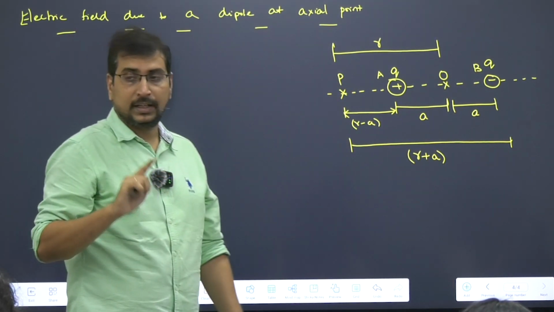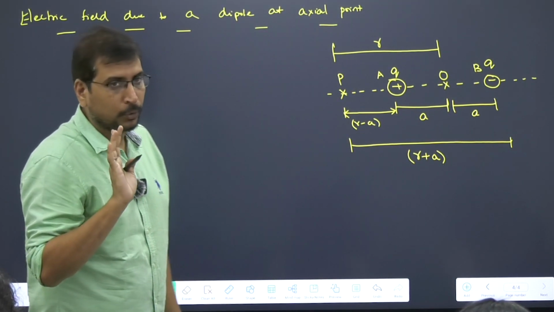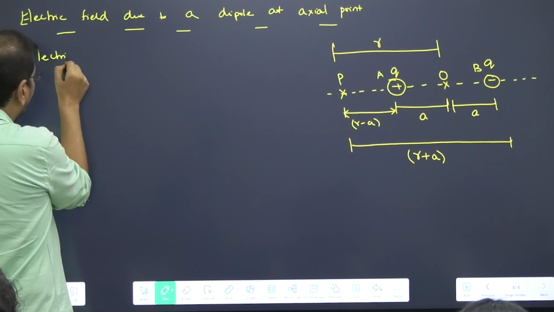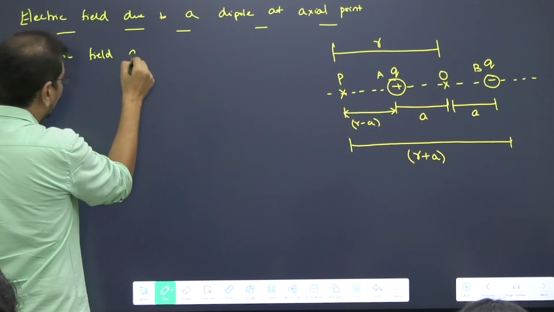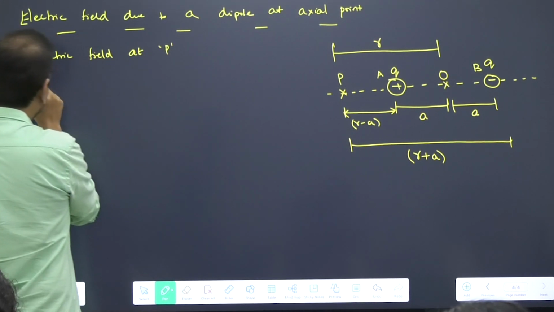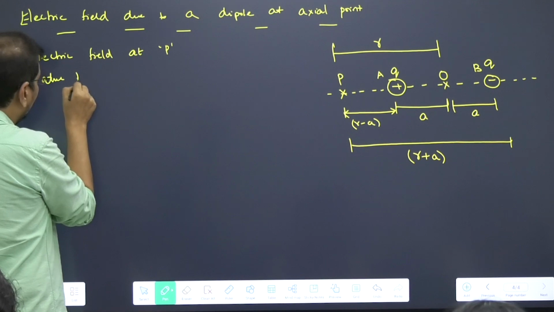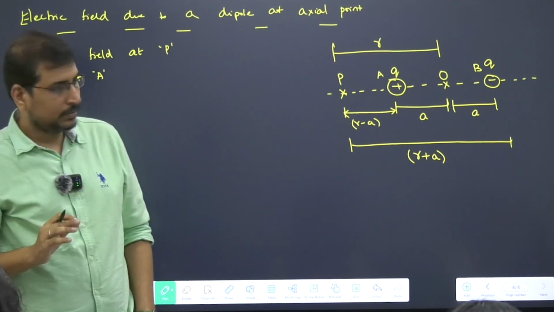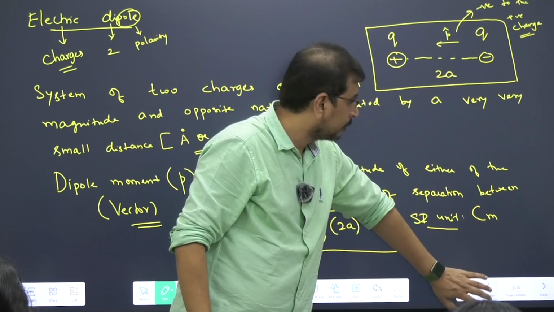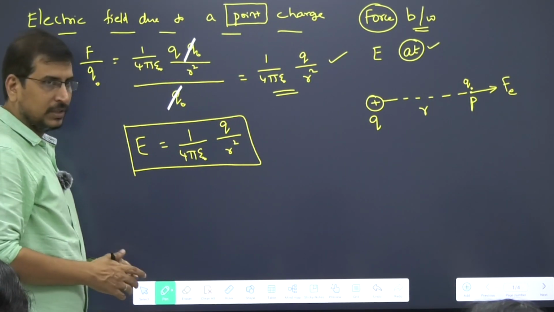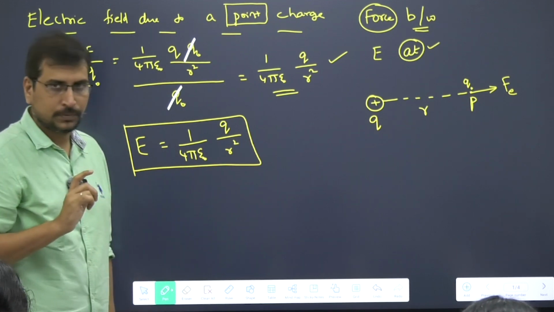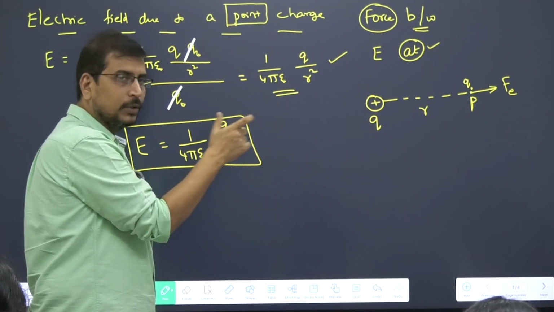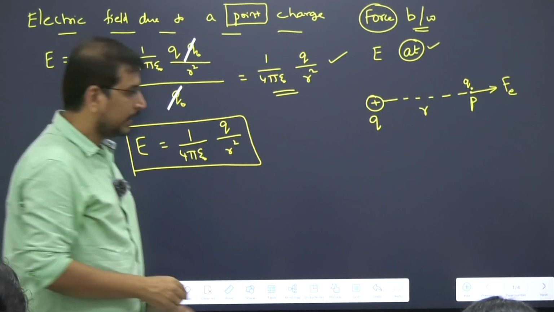So, I already told you one thing, electric field is always calculated at a point. So, when you write it, you need to write it like this. Electric field at P, the first one is due to A. What is it going to be? It's very simple. You go back and see the mathematical expression. It is very simple. Take the magnitude of the charge, right? Take the magnitude of the charge divided by 4 pi epsilon naught into distance square, right?